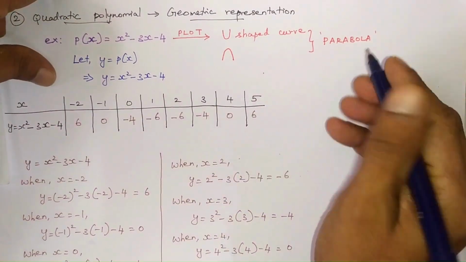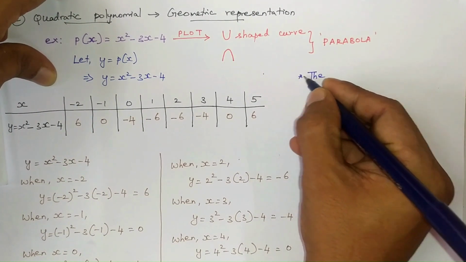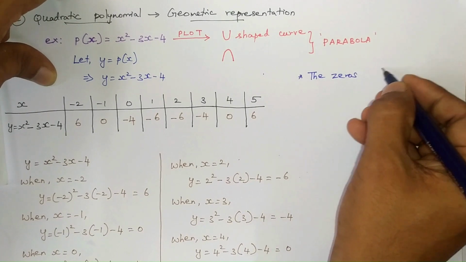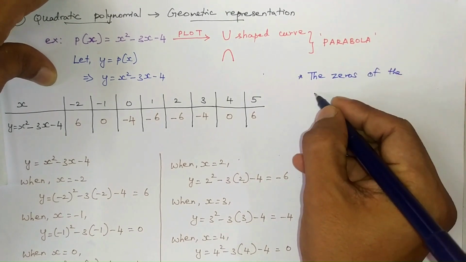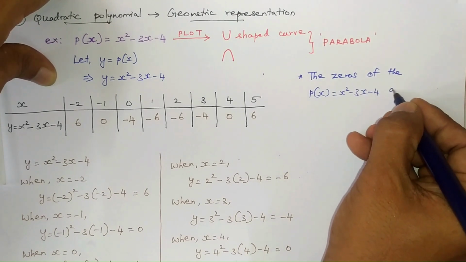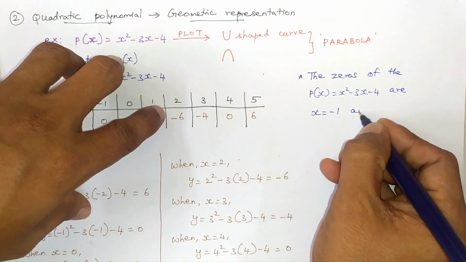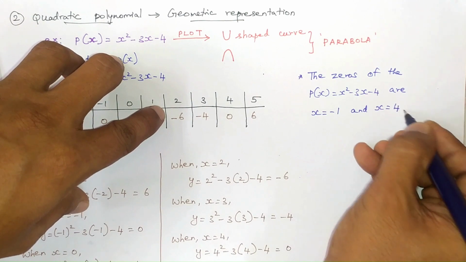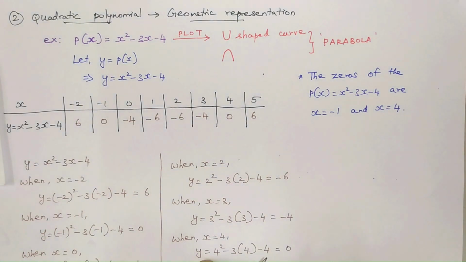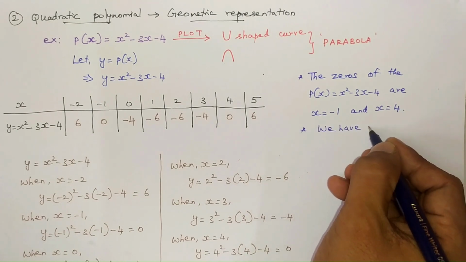Okay. So the zeros of the polynomial p of x is equal to x square minus 3x minus 4 are x is equal to -1 and x is equal to 4. So how many zeros do we have? We have 2 zeros.